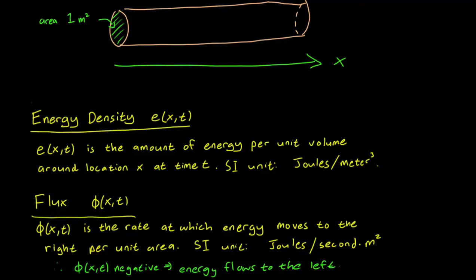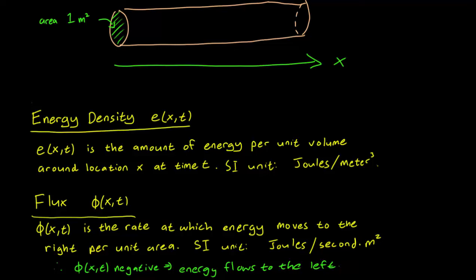The SI unit is joules per second per meter squared. And when phi is positive, this means that you have, at that location x and at the time t, heat energy flowing to the right. If phi is negative, that simply means that the heat energy is instead flowing to the left. And if the magnitude of phi is large, if phi is a large positive or a large negative number, it means that the heat energy is flowing very, very quickly.